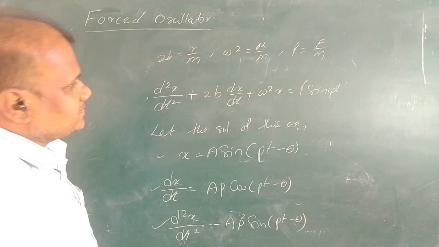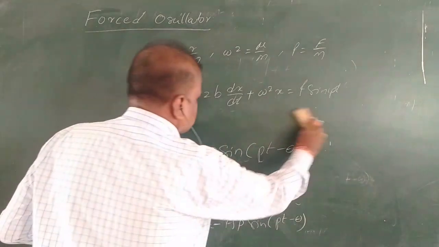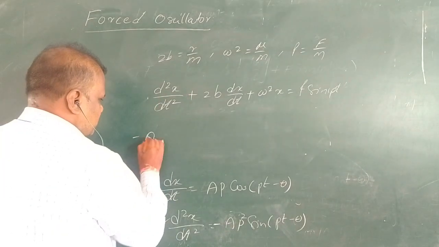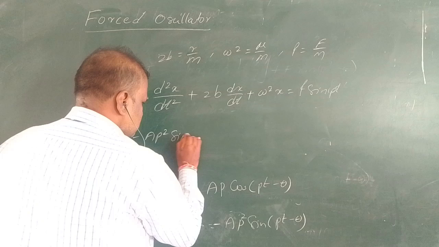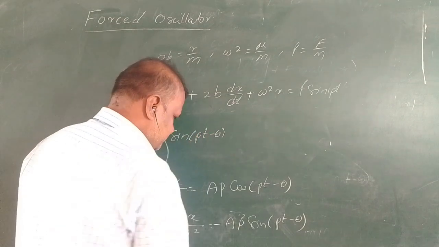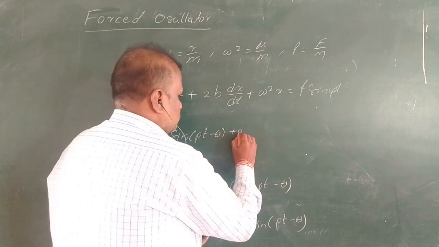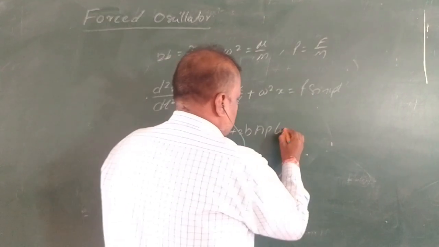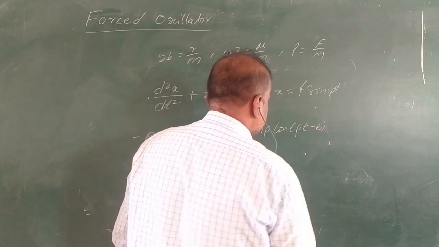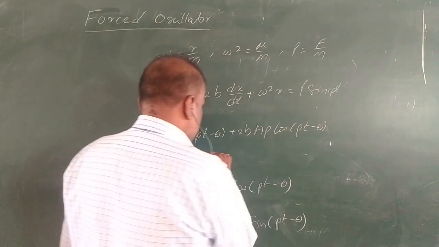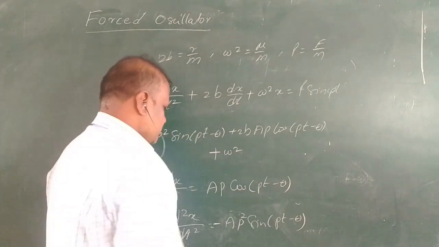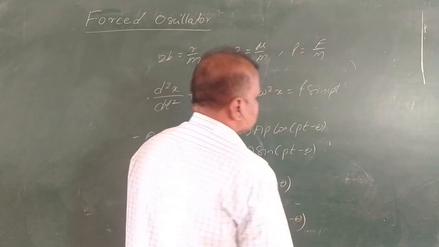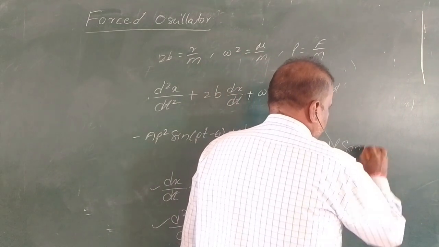Now I substitute these values in equation number 1. So d square x by dt square is minus A p square sin(pt minus theta), plus 2b times dx by dt, that is A p cos(pt minus theta), plus omega square times x, that is A sin(pt minus theta), which equals f sin pt.